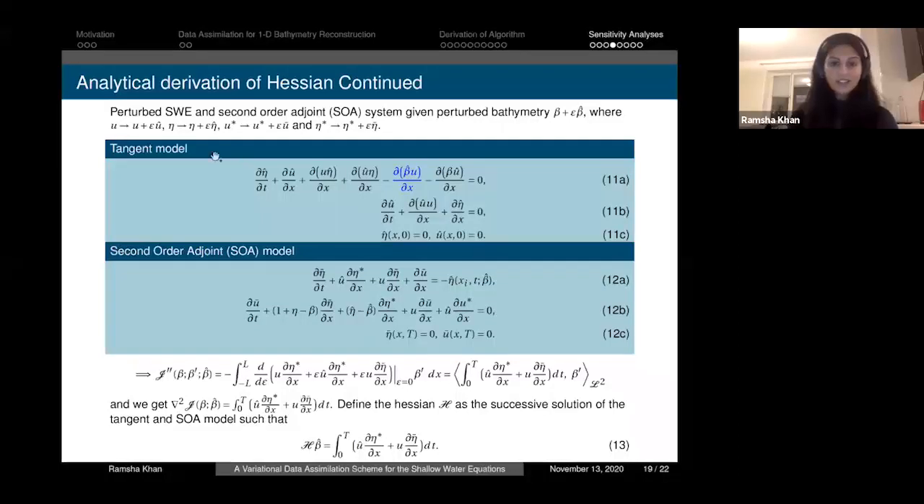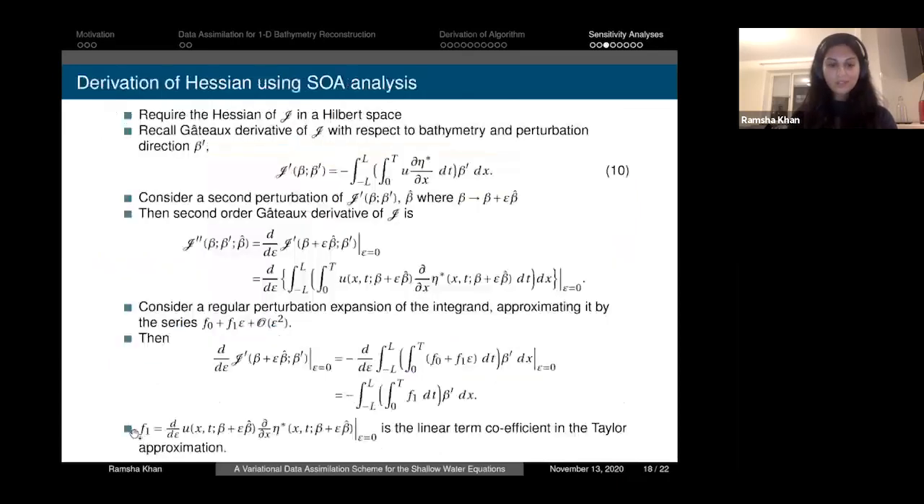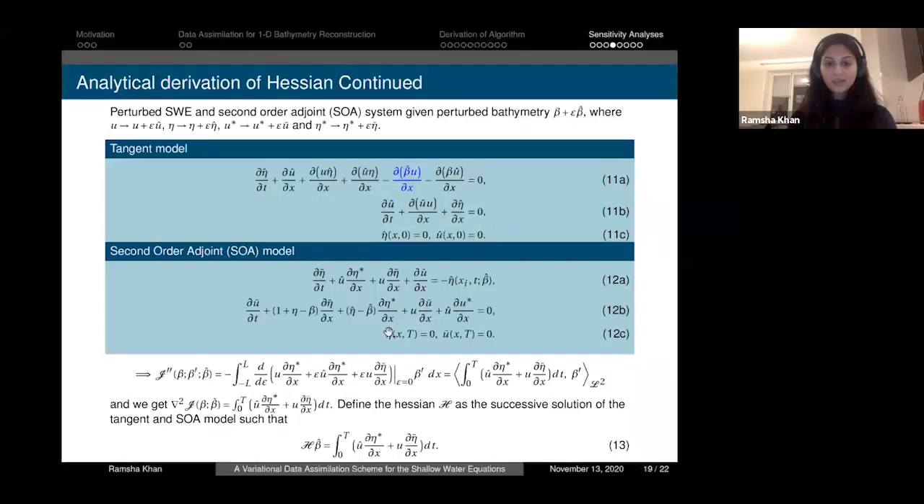And so actually finding those perturbed systems, the perturbed system for the variation in eta and u is called the tangent model, and the perturbed adjoint system is what we call the second order adjoint. And so then by rewriting this expression F1 in terms of these variables here, we're able to reduce it to this expression over here. And then again, using the Riesz representation theorem, we're able to extract this expression here as the second order derivative of J of B given the perturbation beta hat.